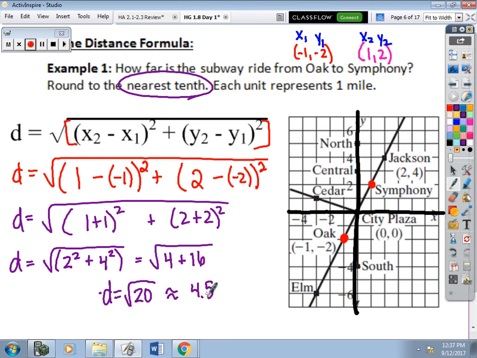Now we would want to attach units since they gave them to us. They usually don't, but they did tell us that this is 1 mile. So this would be 4.5 miles.